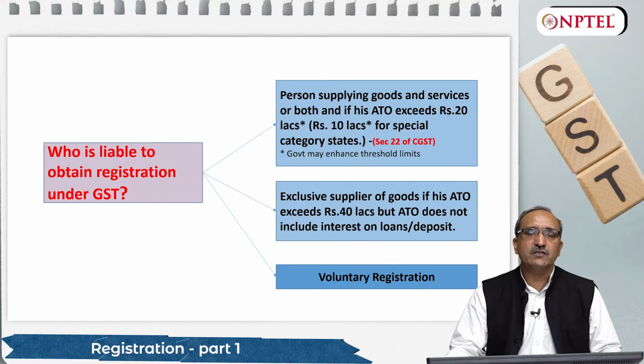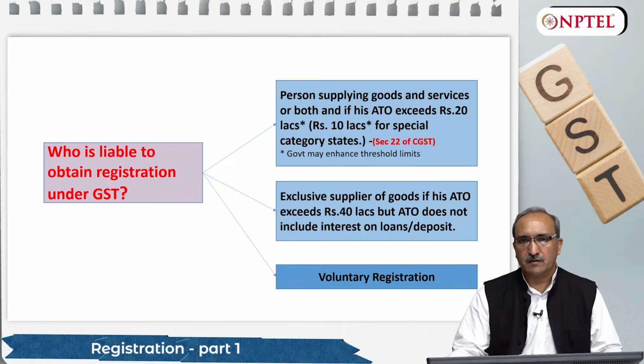Section 22 onwards, there are provisions for GST registration till section 30. An important question now comes: who is liable to obtain registration under GST? Say I am a business entity, a businessman, I have a shop around the corner of a street. Should I take a GST number? Or if I don't, what happens? And if I get myself registered, what will happen?